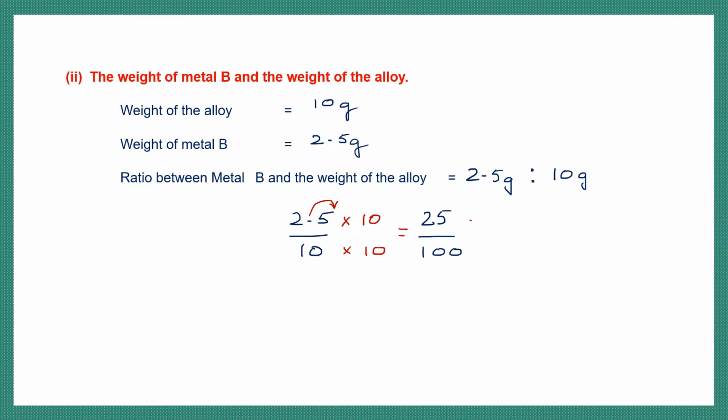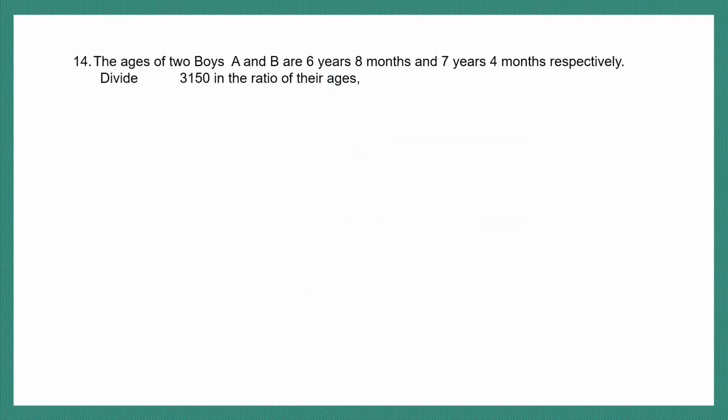Now to reduce it to the lowest term, think of a common factor which can divide both these numbers. You can divide it by 5. You can also divide it by 25 itself. So let me divide both by 25. So 25 ones are 25 and 25 fours are 100. So the fraction form is 1 by 4 and the ratio form is 1:4. So the ratio between the weight of metal B and the weight of the alloy is 1:4.